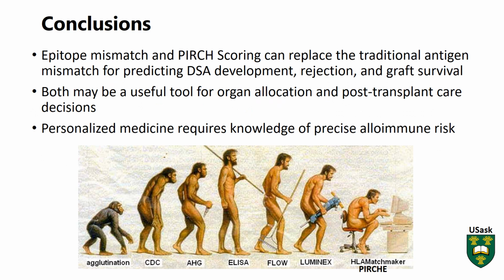So eplet mismatch and PIRCHE scoring can replace the traditional antigen mismatch for predicting donor-specific antibody development, rejection, and graft survival. Both may be useful tools for organ allocation and post-transplant care decisions. And at the end, personalized medicine requires knowledge of precise alloimmune risk.